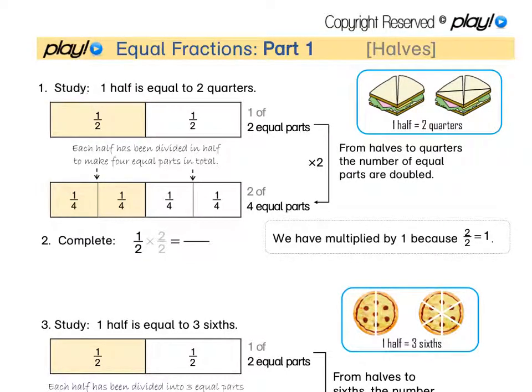Let's study 1/2 is equal to 2/4. So here we see we have one of two equal parts. There it is. And that is exactly equal to 2 of 4 equal parts. There's 2 of the 4 equal parts.